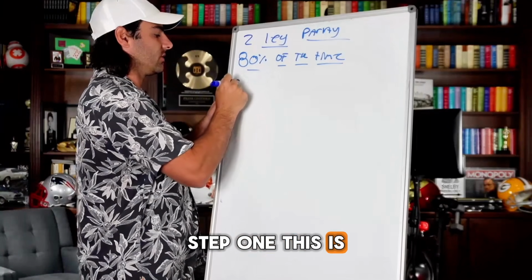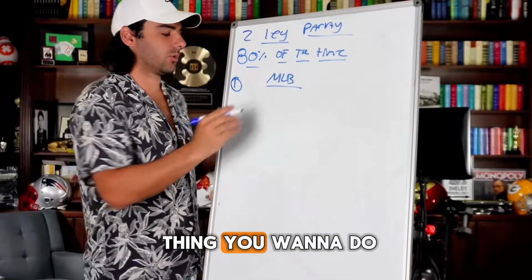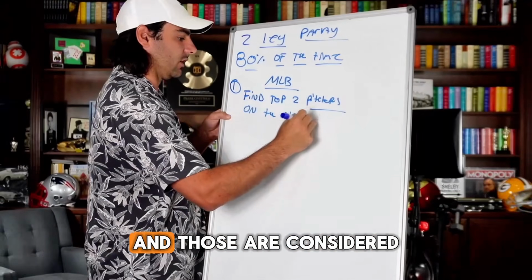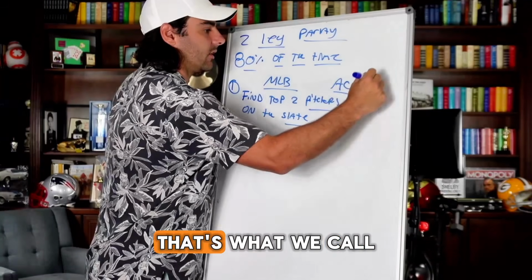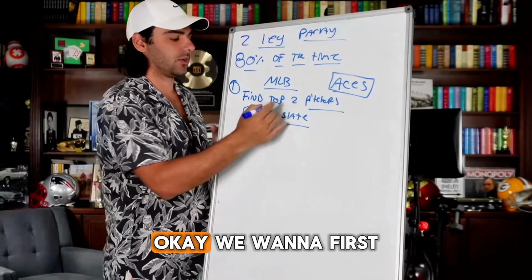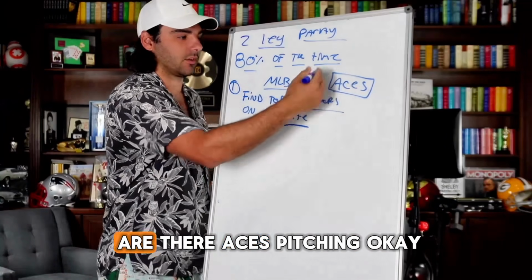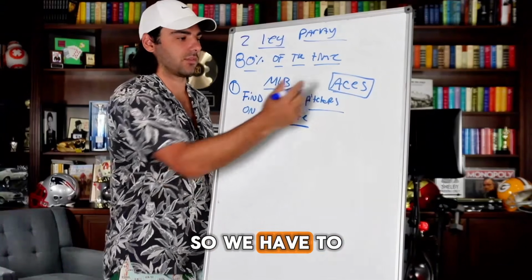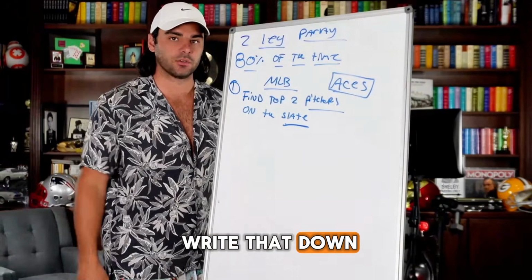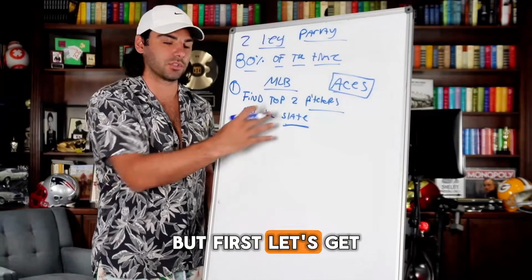Step 1, this is going to be in baseball, in the MLB. First thing you want to do is find the top 2 pitchers on the slate, and those are considered aces. That's what we call the top pitchers on a team. We want to first find the top 2 pitchers on the slate because not every day are there aces pitching. Then we're going to write that down. I'm going to show you a live example of this a little bit later as well. But first, let's get through the strategy.